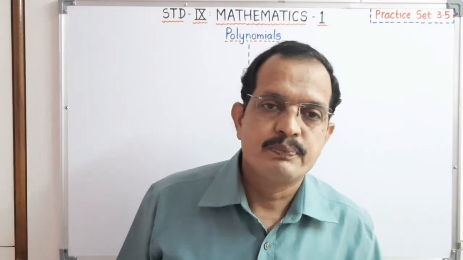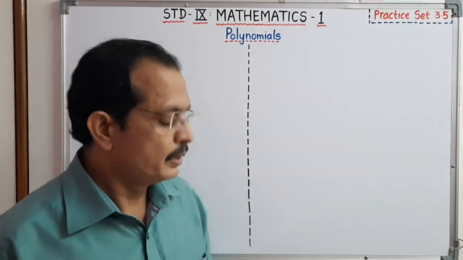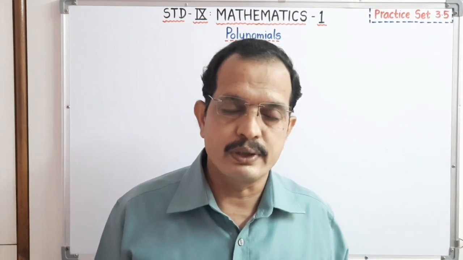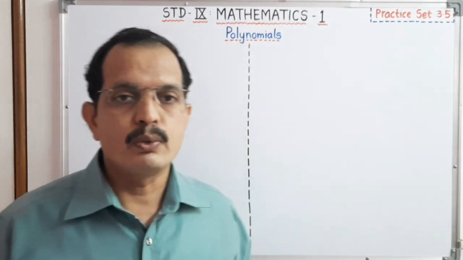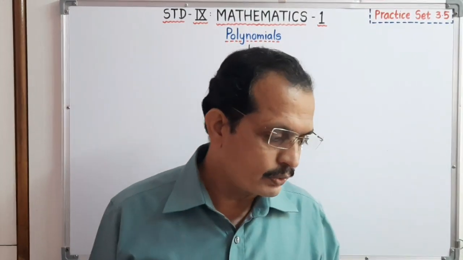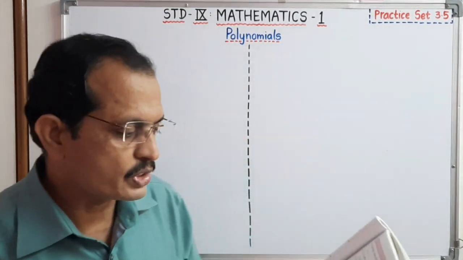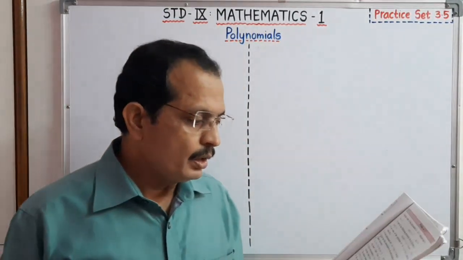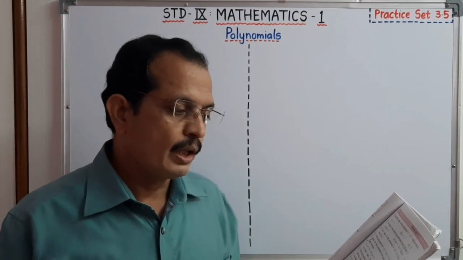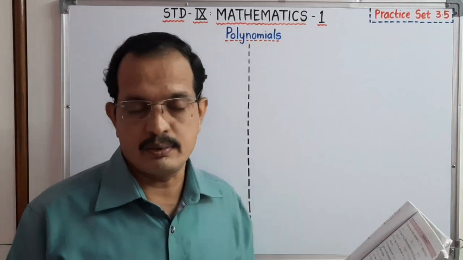Welcome dear student. In the last lecture we completed question number 4 from practice set 3.5. Today we have to continue practice set 3.5. We have to start with question number 5. See what the question is: divide the first polynomial by the second polynomial and find the remainder using factor theorem.